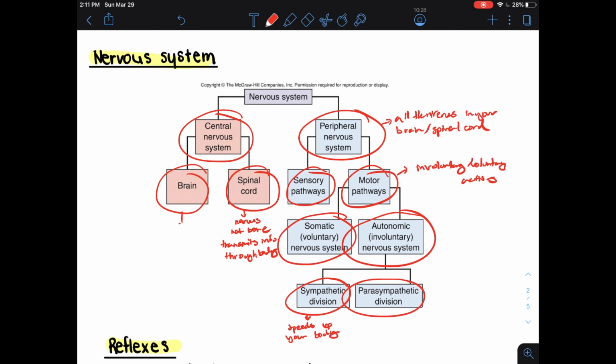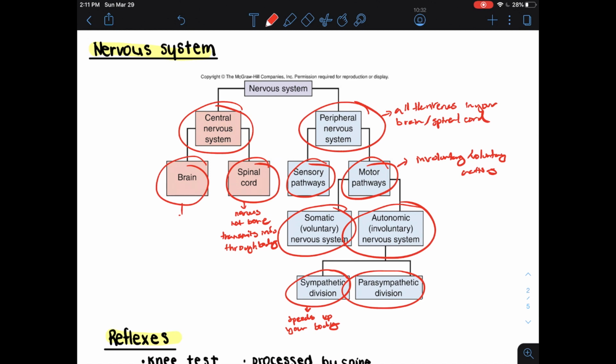So, for example, when you're running, this is what speeds up your heart rate and gets your blood pumping, which is necessary. And also, when you're in danger, you might experience a fight or flight response. This is the sympathetic nervous system pumping adrenaline through your body to make it go faster and to either get you to fight or run away.